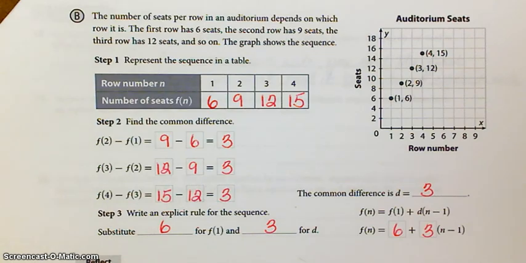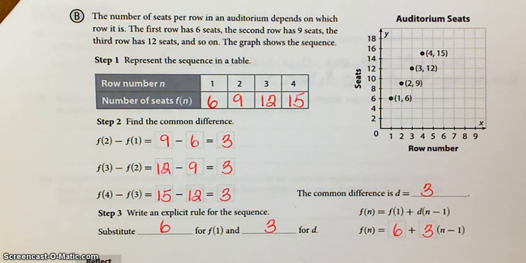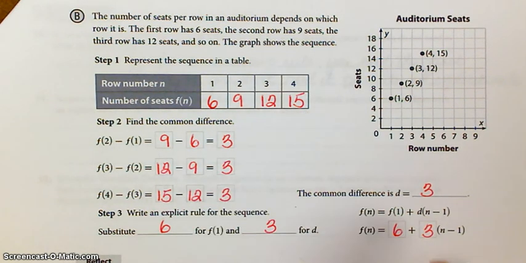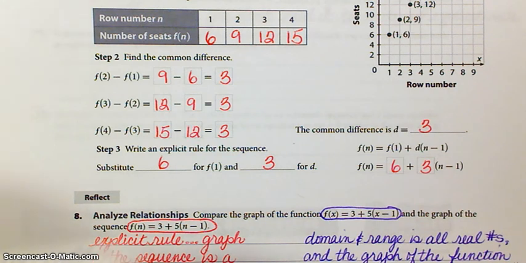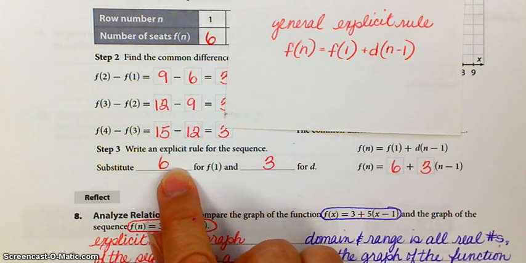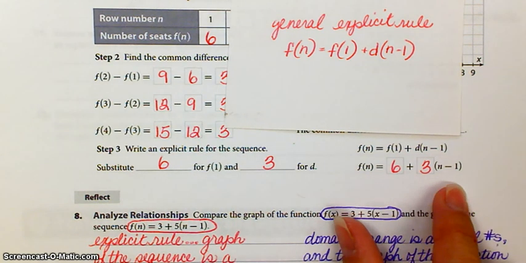Example B says the number of seats per row in an auditorium depends on which row it is. The first row has 6 seats, the second row has 9 seats, the third row has 12 seats, so on and so forth. And the graph shows the sequence. Here's your table with your position numbers and your terms for the sequence. The common difference each time is 3, and your first term is 6. So again, you're following the general explicit rule format, substituting 6 for your first function value and 3 for d. And here's your explicit rule right there.